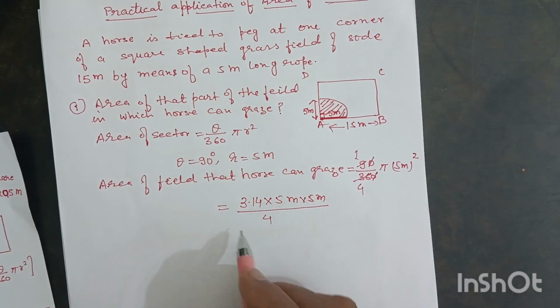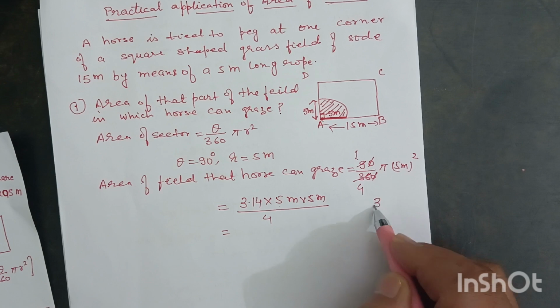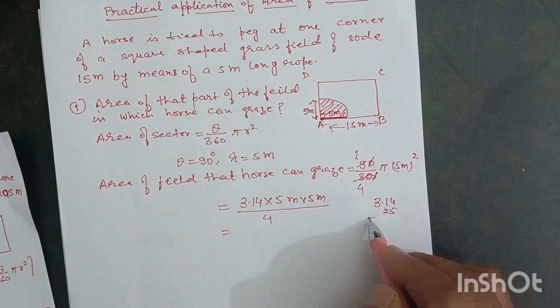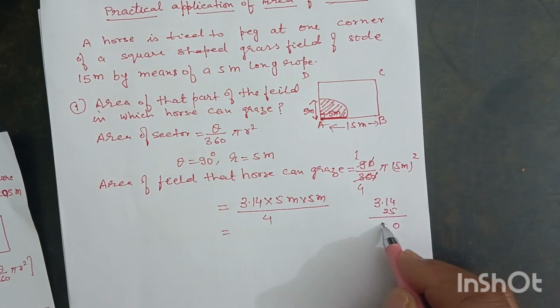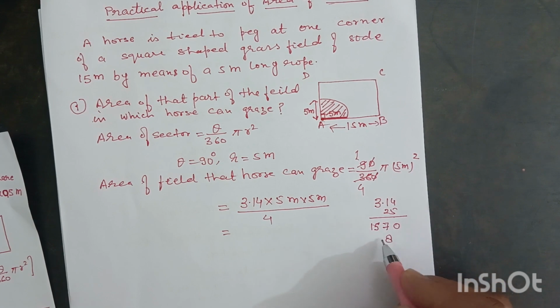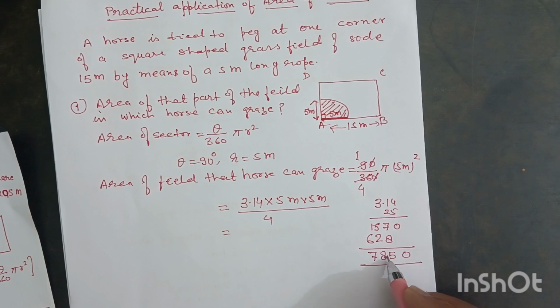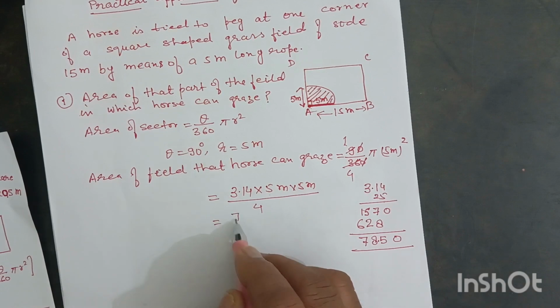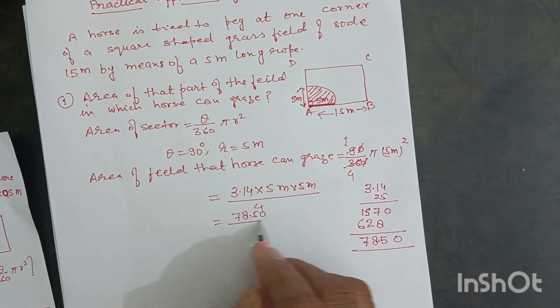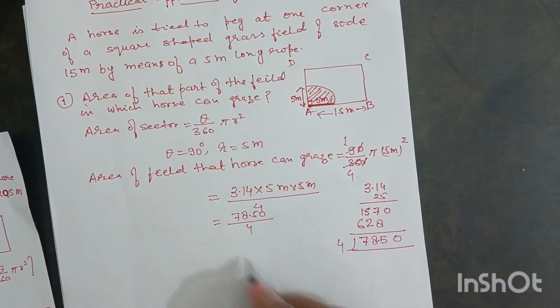Now 5 5s are 25. 25 multiplied to 3.14. 5 4s are 20. Carry 2. 5 1 ja 5 plus 2 7. 5 3s are 15. 2 4s are 8. 2 1 ja 2 and 2 3s are 6. On addition, 8 plus 7 15. 5 plus 2 7. 7 plus 1 8 and 6 plus 1 7. Decimal after 2 places. Now this is 78.50 divided by 4. Now you divide this by 4.